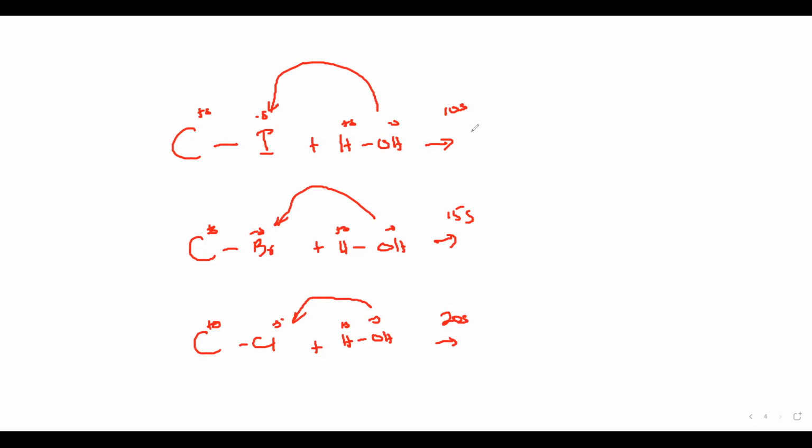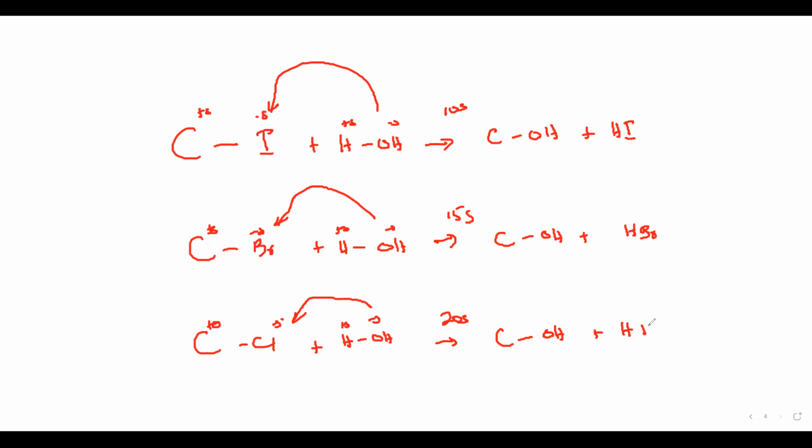Because iodine has a longer bond length or weaker bond, and longer bond length means a smaller amount of energy is needed to break the bond. So this will produce C-OH, meaning alcohol will be there, and hydrogen halide. And this will produce C-OH and hydrogen halide, which is bromide in this case. And this will also produce C-OH and this hydrogen chloride.